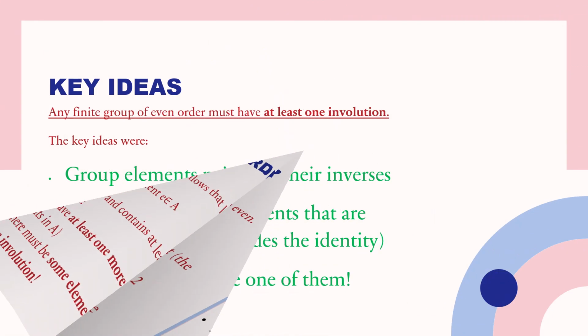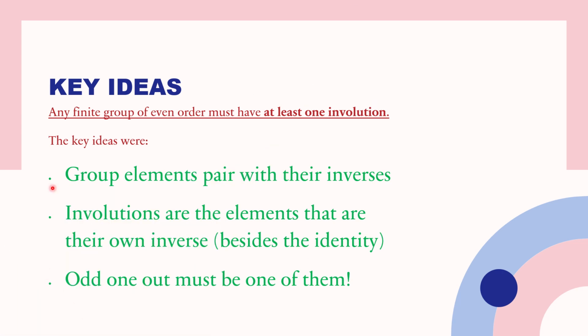Okay. So from the theorem, we gather certain key ideas. Any finite group of even order must have at least one involution. So what do we understand from this? Group elements pair with their inverses. As we saw in the part of B, where B has no involutions, there is an element y, and the inverse of y is not equal to itself, so y is not equal to y inverse, but they will pair together, so that will make the set even. So y paired up with y inverse, so you can pair up the group elements with their inverses.